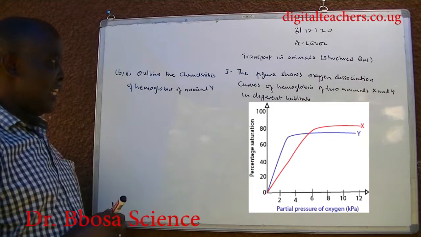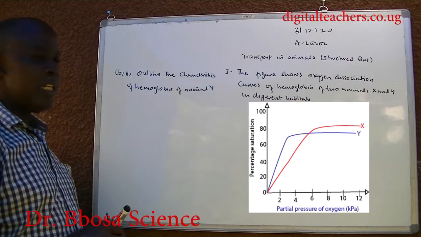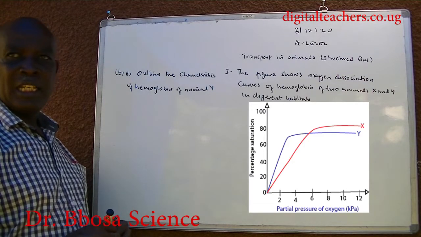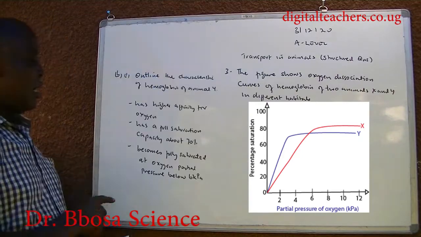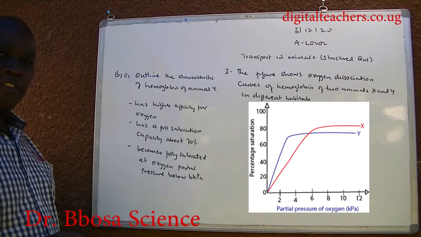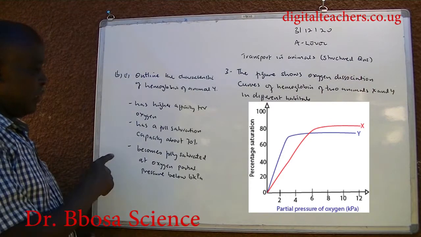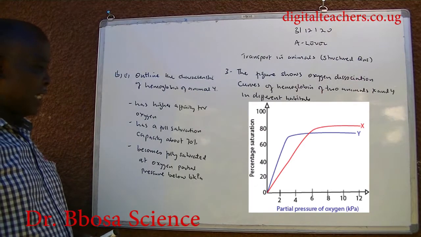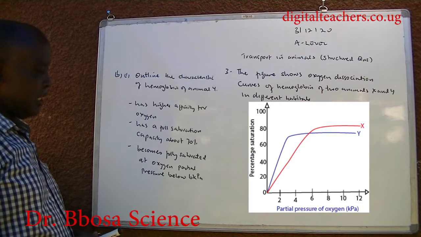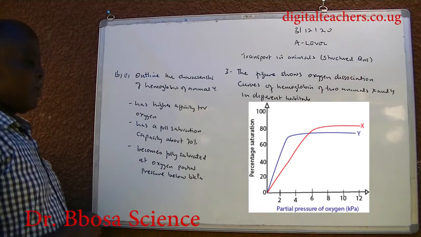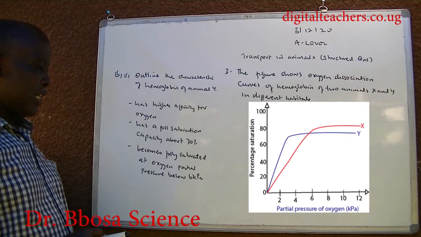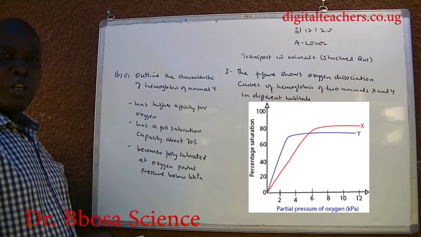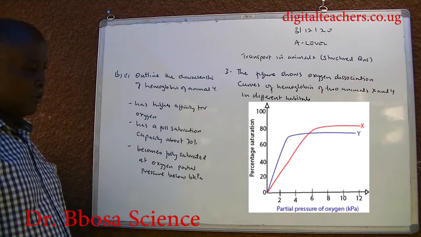B1. Outline the characteristics of hemoglobin of animal Y. You can pause and answer. 1. Has high affinity for oxygen. 2. Has full saturation capacity about 70%. 3. Becomes fully saturated at oxygen partial pressure below 6 kilopascals.